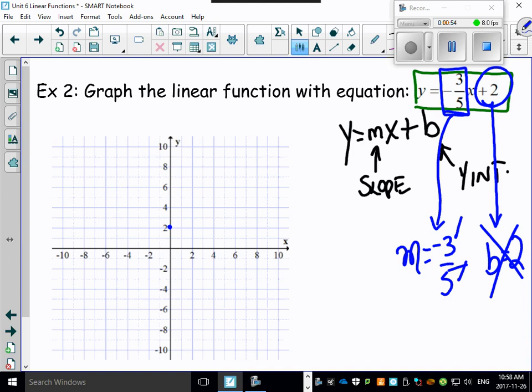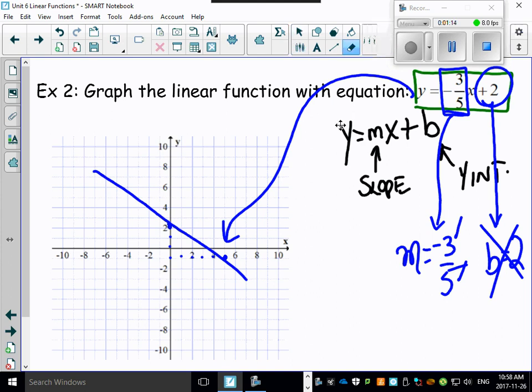Go over to here. Minus 3 over 5. Down 3. 1, 2, 3, over 5. 1, 2, 3, 4, 5. There's your next point. And that's what this graph, right like that, is going to look like. Really straightforward. That graph represents your original equation.